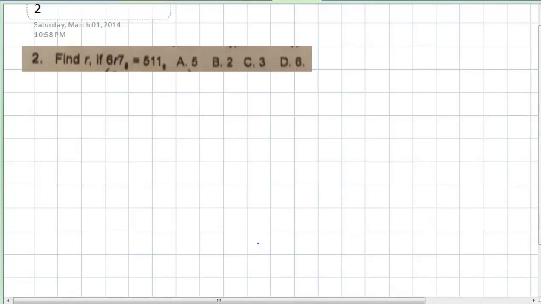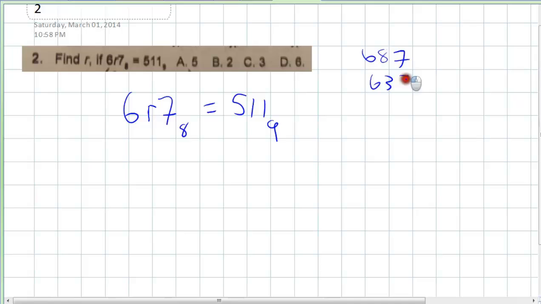Alright, so here we have question 2, and it says find R if 6R7 to base 8 is equal to 511 to base 9. And then it gives you some options. So what this means is we have the number 6R7 base 8 and 511 base 9. R is in place of some other number. This could be like 687 or something, or 637, but we don't know yet. We have to solve for R, okay?